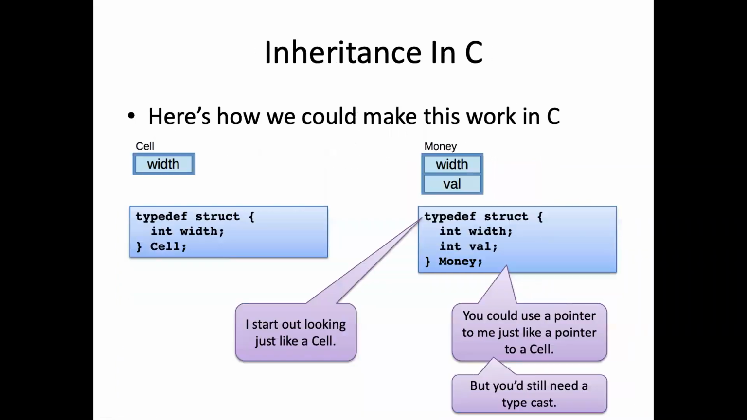If you back up a couple of slides, I made a struct here that's got a width field, and as far as C knows, this is a completely different struct. I was careful to make it start out looking just like cell, but C doesn't care about that. It says, oh, this is a completely different struct. I just designed it with the plan that I can use one of these as if it was one of these, as long as you don't look past the width field.